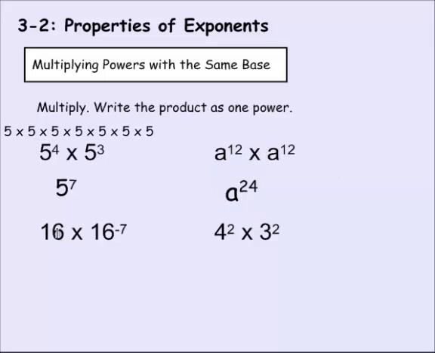Here we have the same base of 16, 16 to the first power, or just 16, and then 16 to the negative seventh power. So here we have 1 plus negative 7. Negative 7 wins by 6, so it would be 16 to the negative 6 power, and that would be the correct answer. Here we have 4 to the second power times 3 to the second power. I can't do this, because 4 and 3 are different bases. Remember, it has to be the same base. If it's not the same base, it's not allowed.